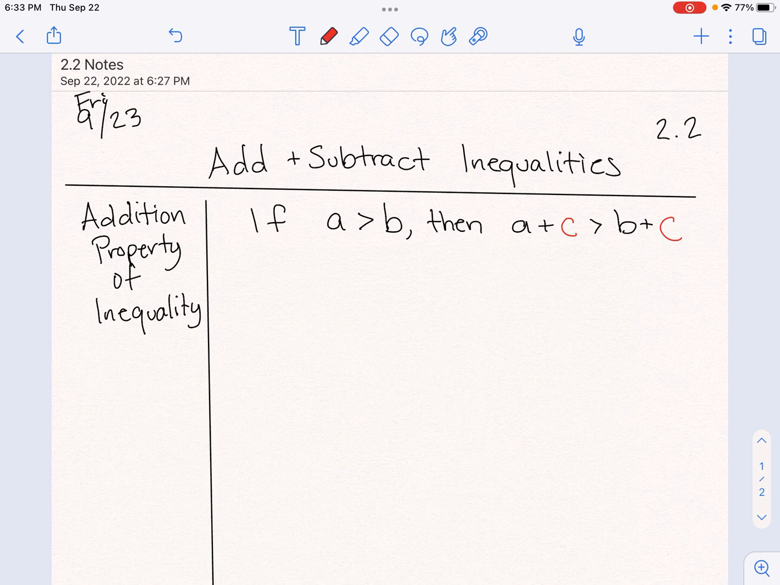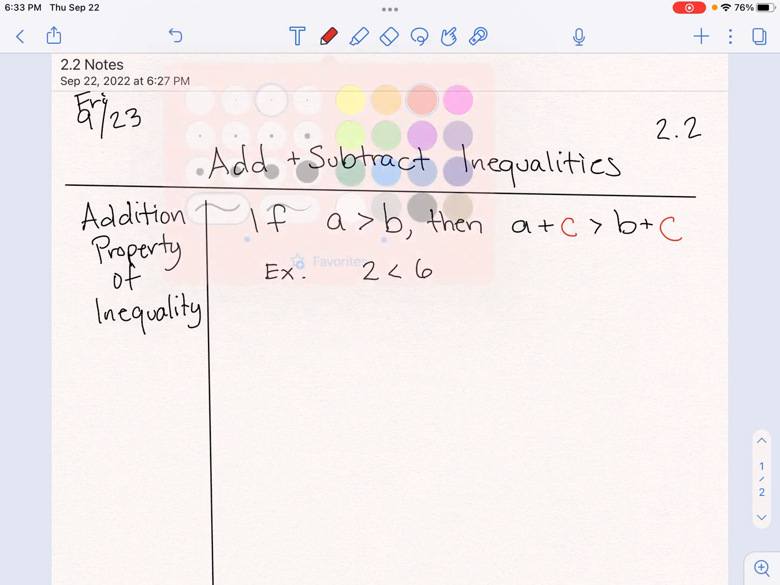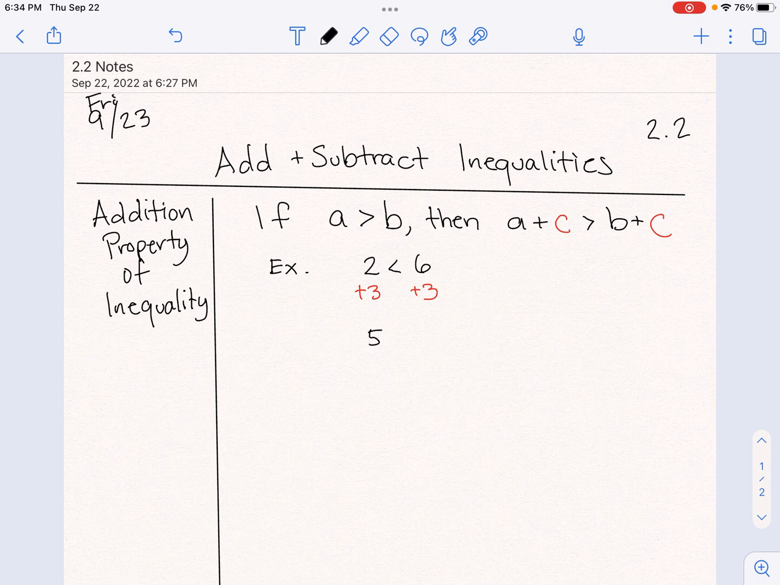So an example here. Let's say 2 is less than 6. Well, this is true. Just throw out a random number, let's say 3. Well, I'll add 3 to both sides, and it'll still produce a true inequality. So left side is 5, 2 plus 3. Right side is 9. 5 is less than 9. That's still true. All right, so let's actually use this with an inequality.